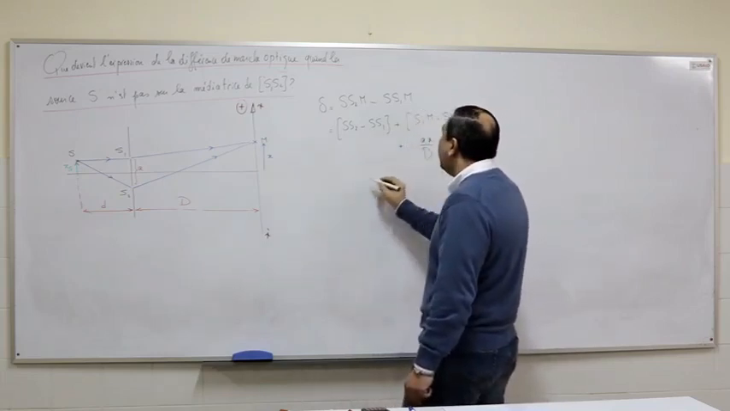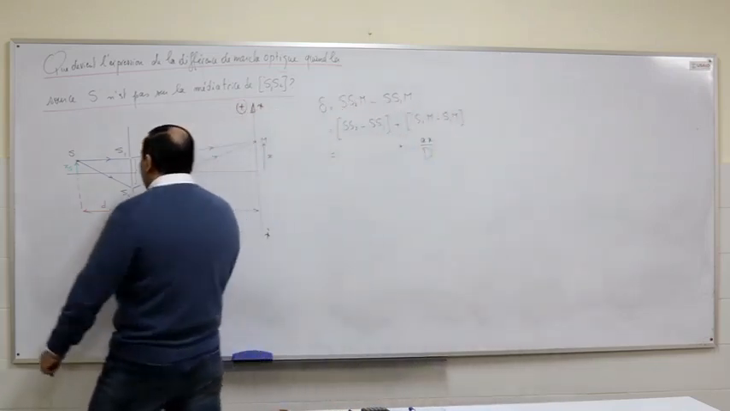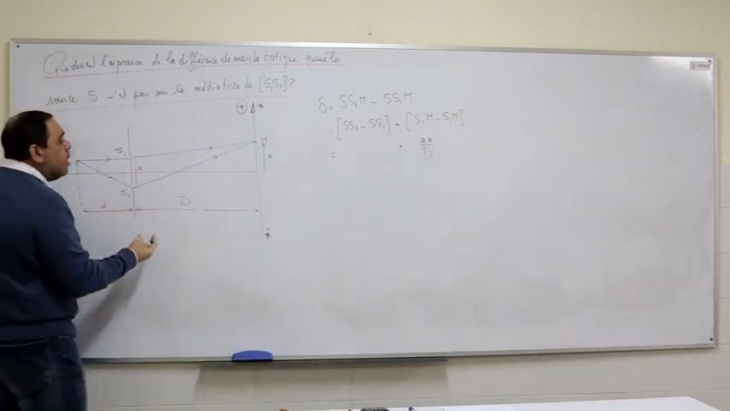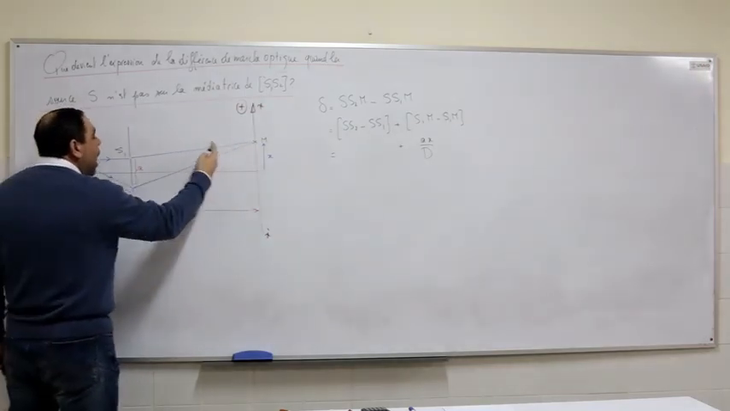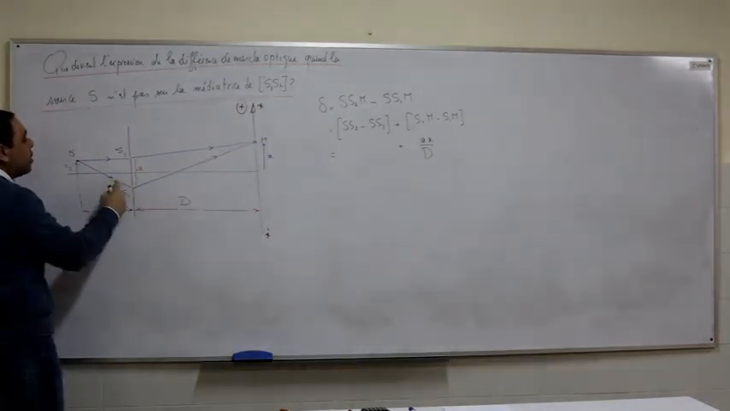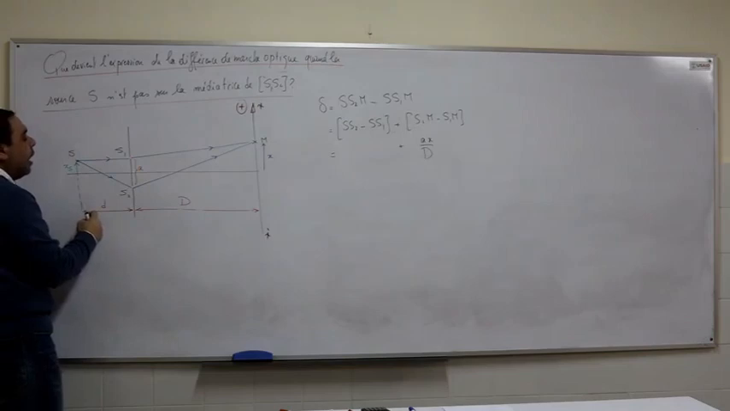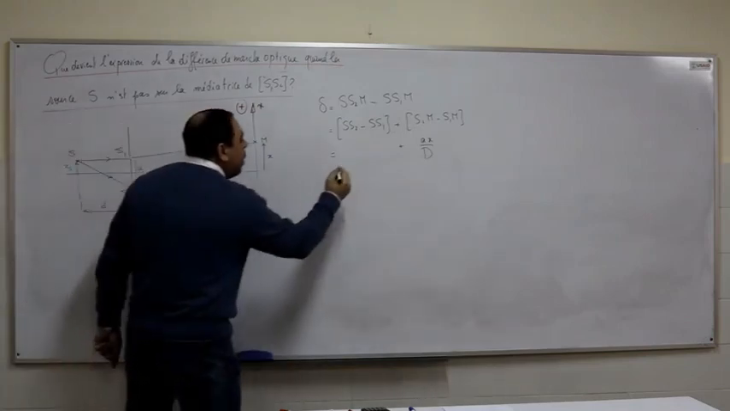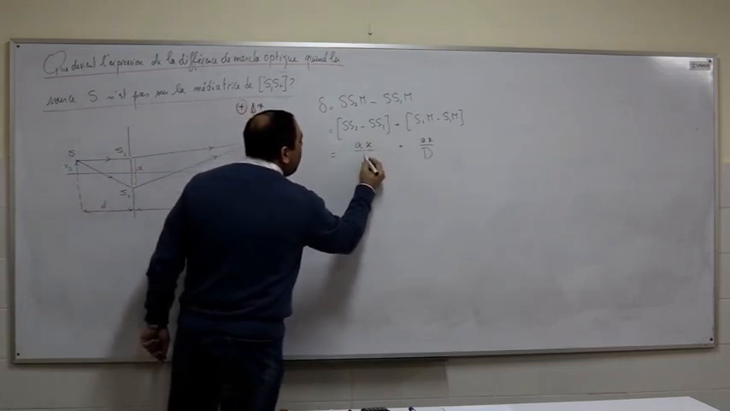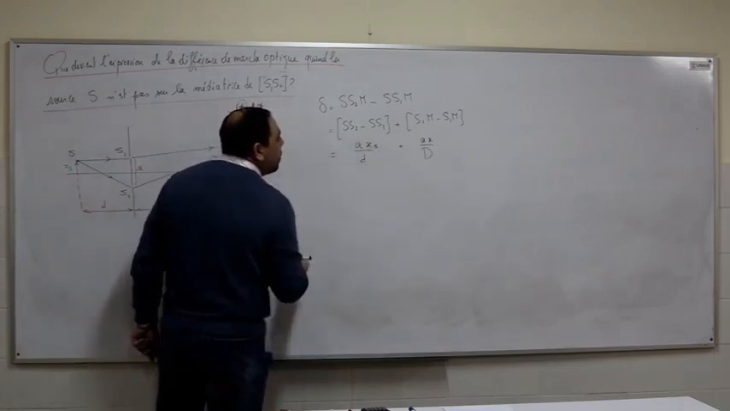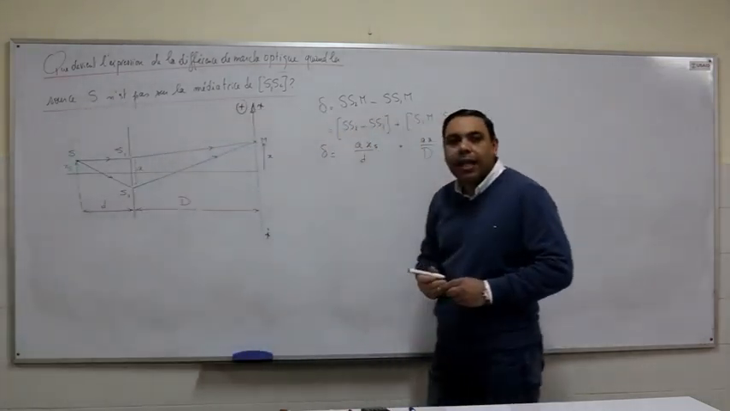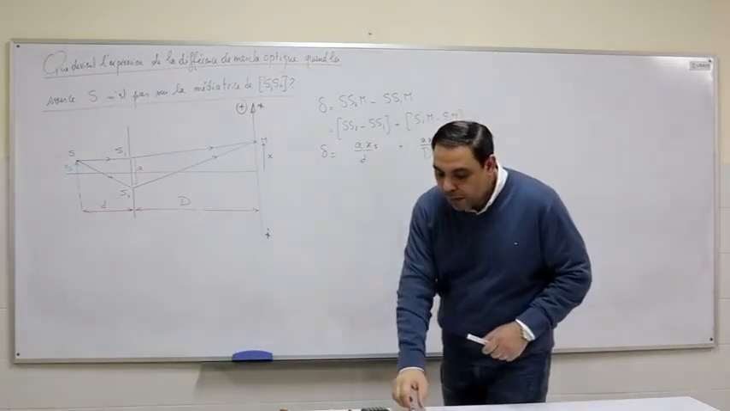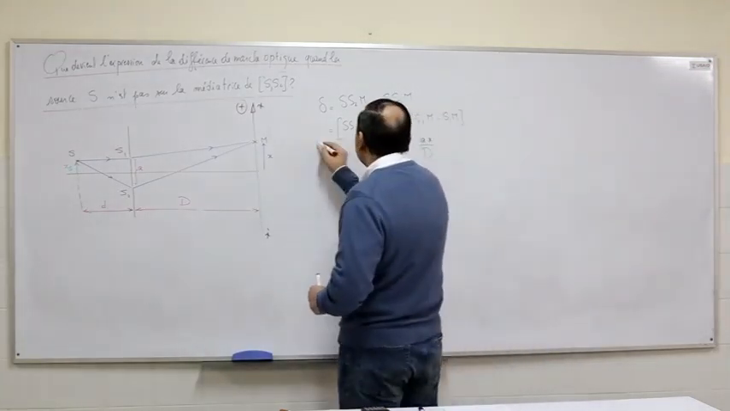S2M minus S1M is AX over D. So what is SS2 minus SS1 equal to? Similar to S2M minus S1M, which was equal to AX over D, SS2 minus SS1 is also equal to AX over D, and which X? X of S. Then the analytic expression of the optical path difference will change. Look at the new expression of delta.